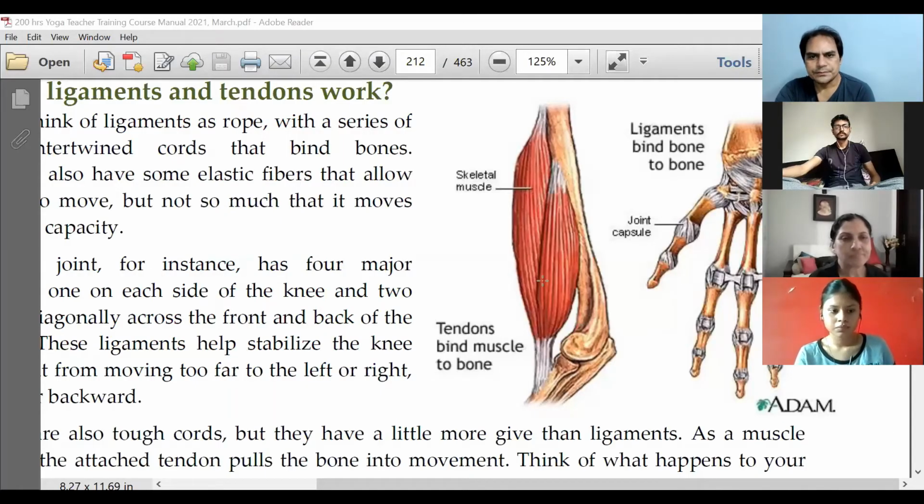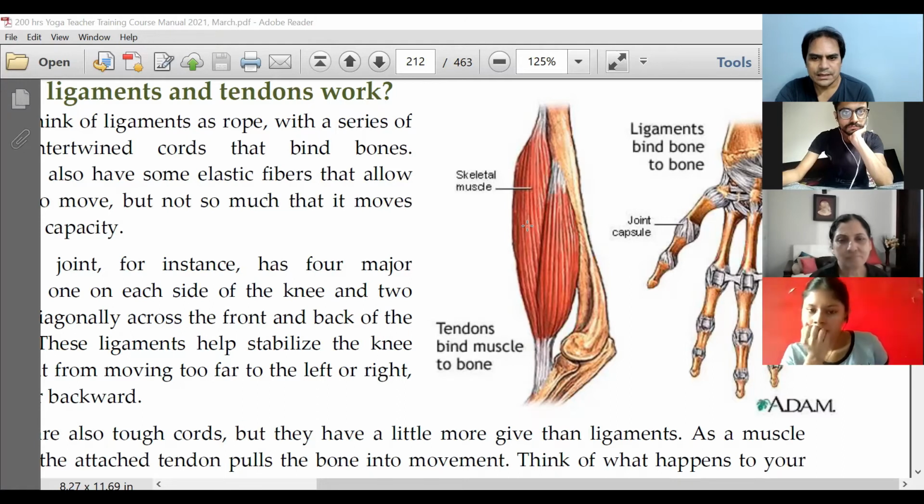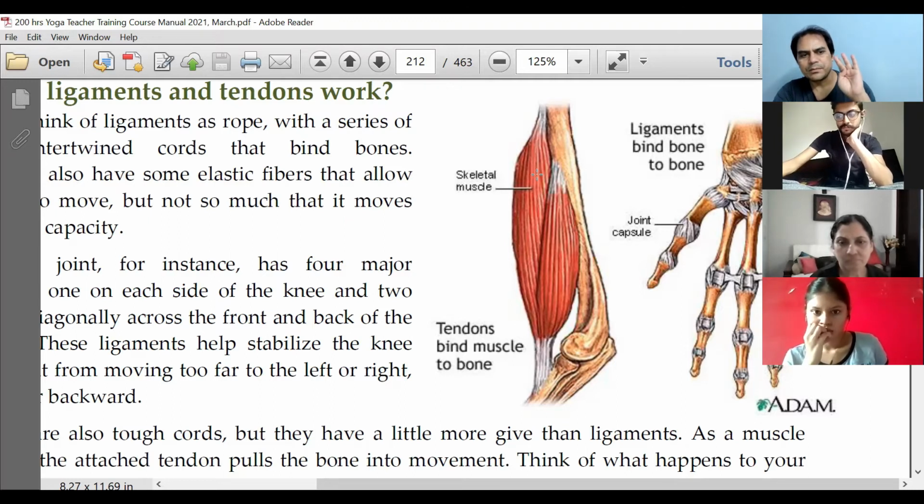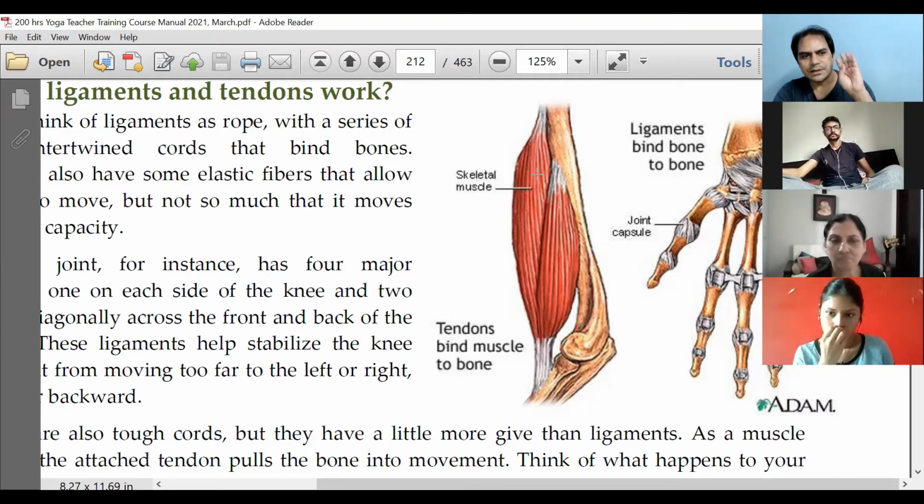Can you see this? So this is a skeletal muscle, right? And these are tendons, which bind muscle to bone. This part is the tendon. So this is a muscle. There are different types of muscles. Okay, there are three kinds of muscles: skeletal muscle, smooth muscle, and cardiac muscle. Clear? Skeletal muscle, and then smooth muscles, and then cardiac muscle.